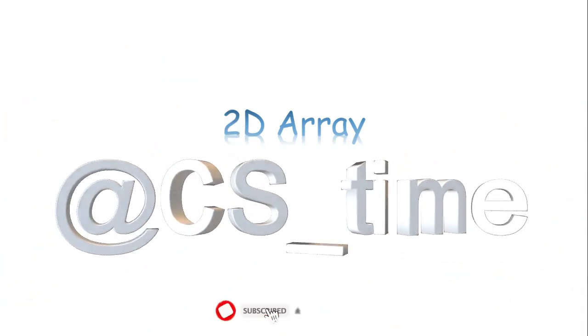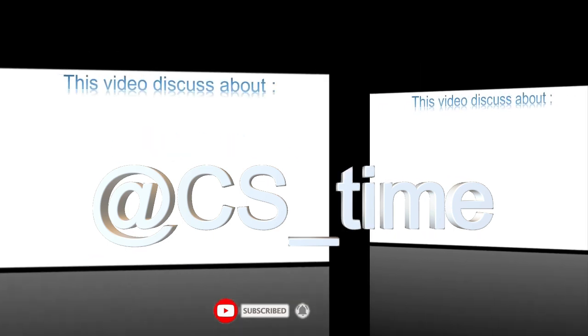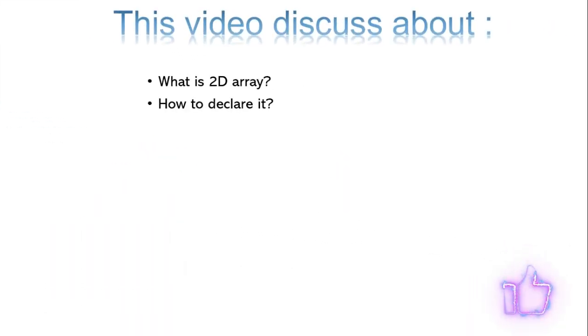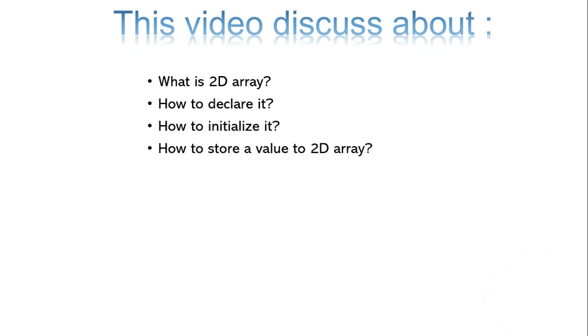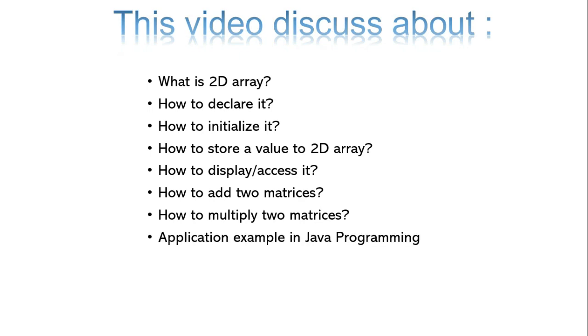Hi coders, CS Time channel here, and this time we will talk about two-dimensional arrays. This video discusses what a 2D array is, how to declare it, how to initialize it, how to store a value to a 2D array, how to display or access it, how to add two matrices, and how to multiply two matrices. The application example in this video uses Java programming.